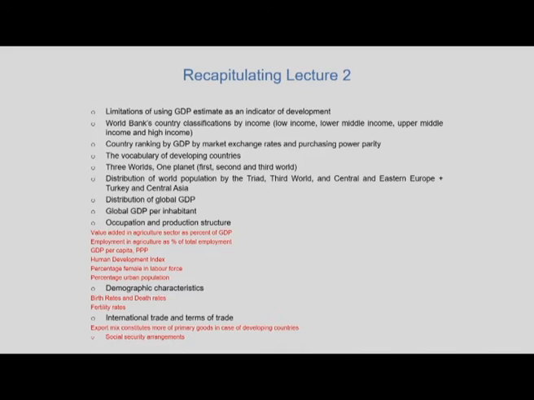The upper middle income are parts of Central Asia, many countries in South America, Russia and so on and so forth. And the high income countries are largely the North American countries. It was also interesting to see the rankings of countries by GDP.